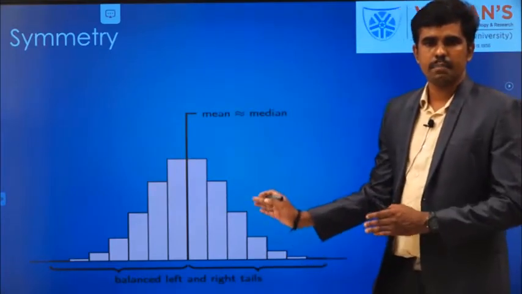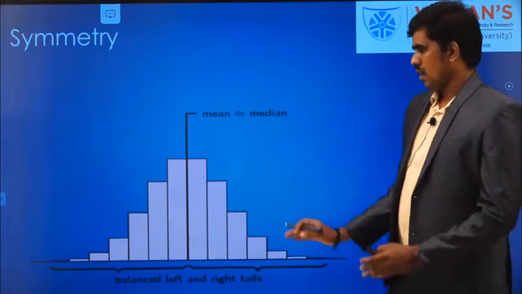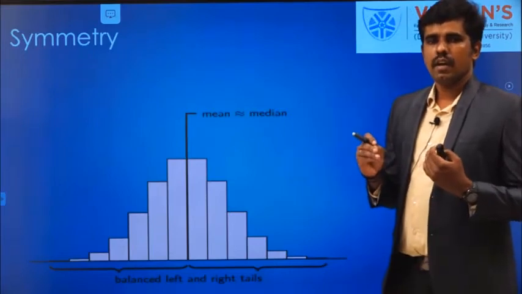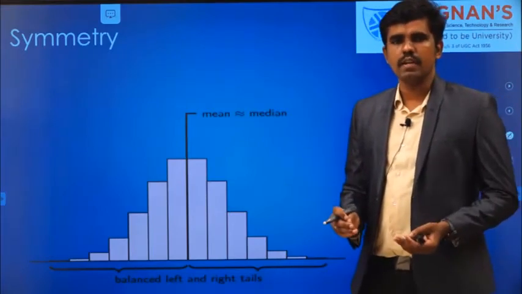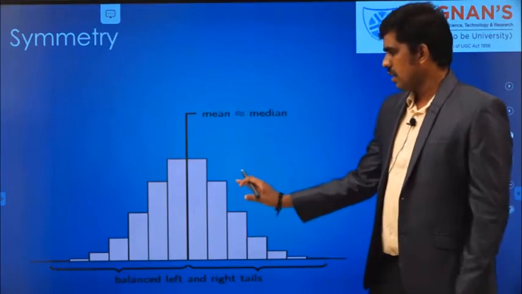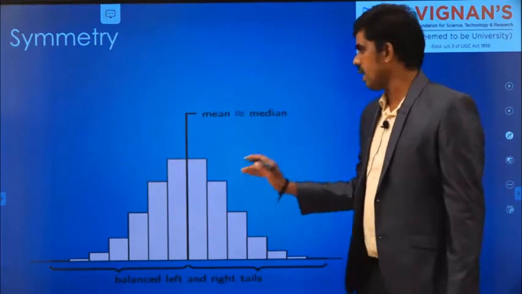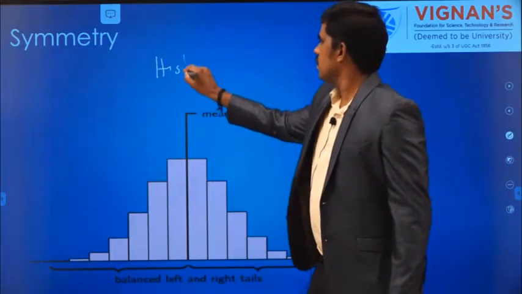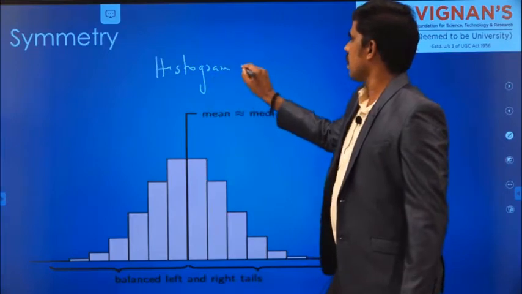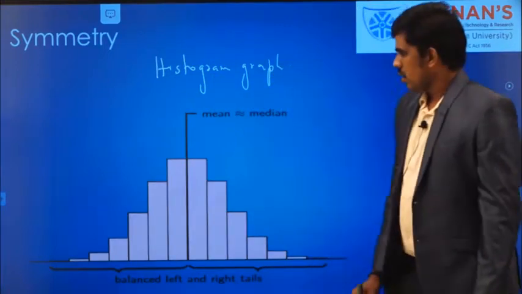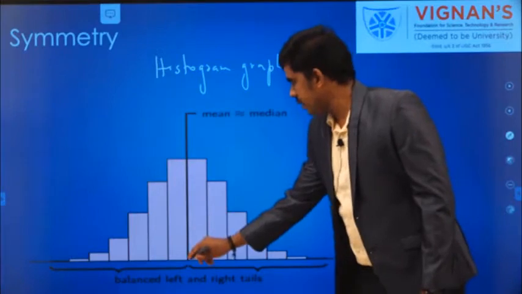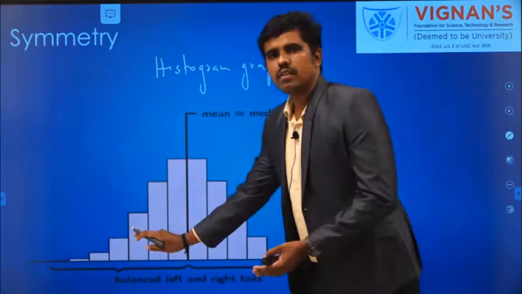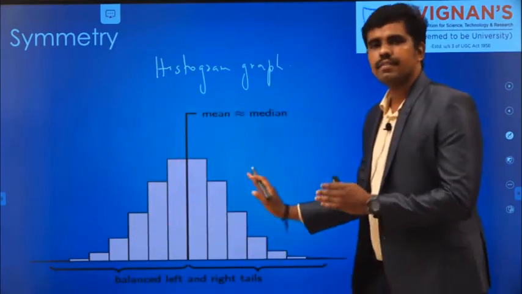Actually this is one type of graph. What type of graph? In your syllabus we have three types of graph: histogram, frequency polygon, and ogive graph. Here this one is a histogram graph. So I am going to explain in the histogram graph. In this graph, if you draw one center point, which means the mean point, the left area is the mirror of the right area.